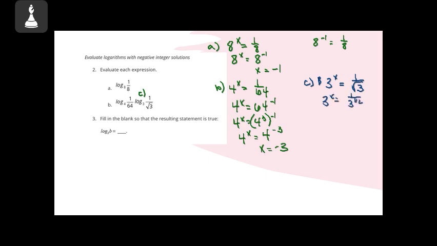And then I'm going to bring that power up to the top. So in order to do that, I need to make it negative. So 3 to the -1/2 power. And now I can see that x is equal to a negative half.